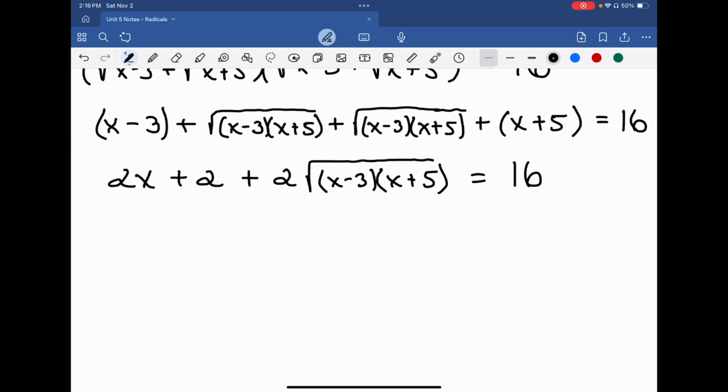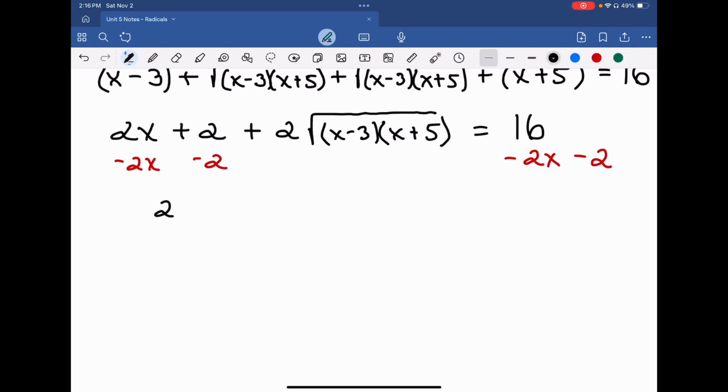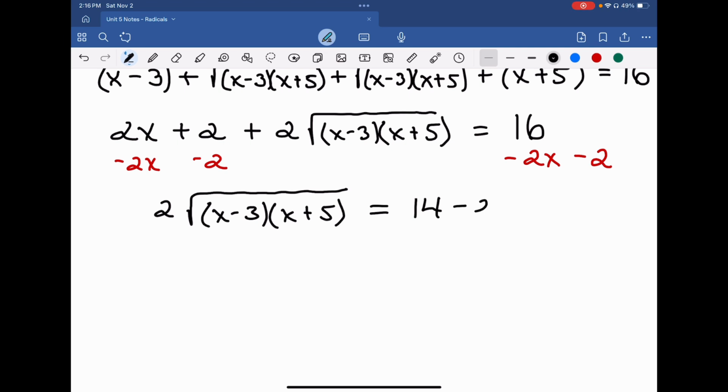Now, let's bring across our terms here. So I'm going to take specifically the 2x and the 2. I'm going to bring them over here, negative 2x minus 2. When I do that, it's going to leave me with 2 square root of x minus 3 and x plus 5, which is equal to 16 minus 2 is 14 minus the 2x that we brought across.